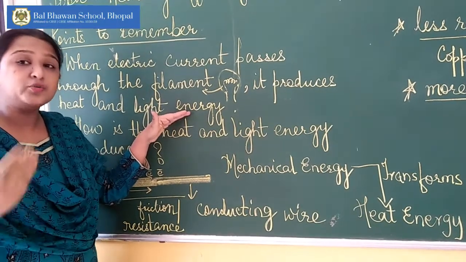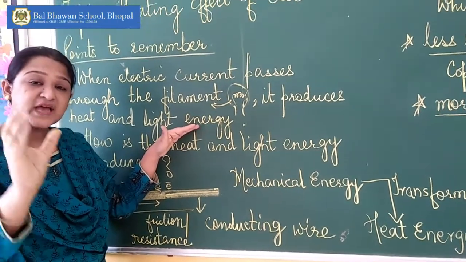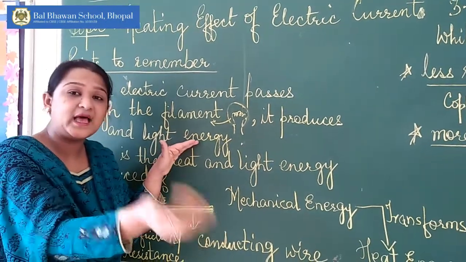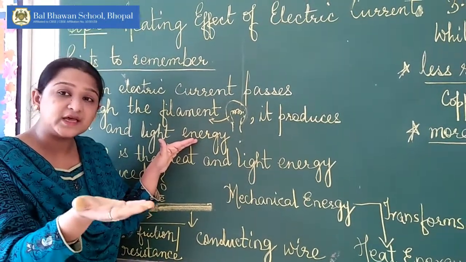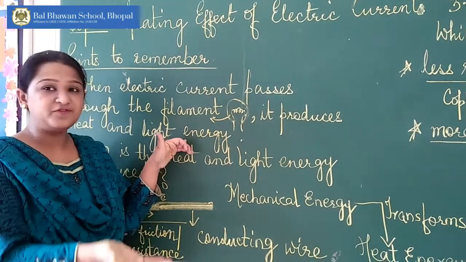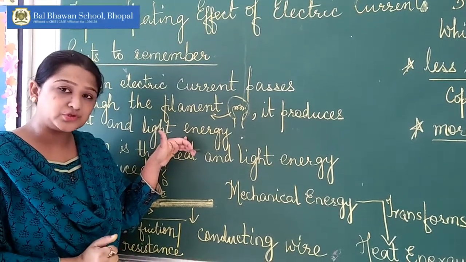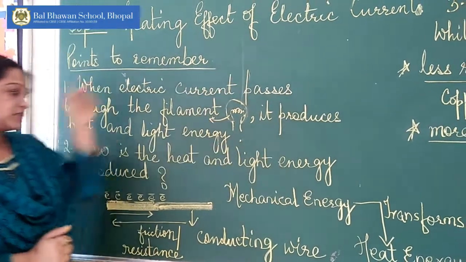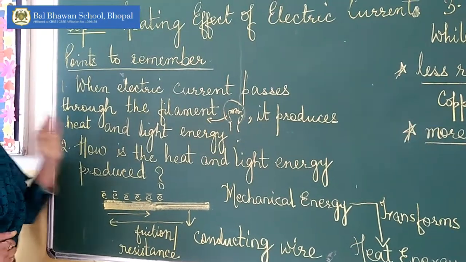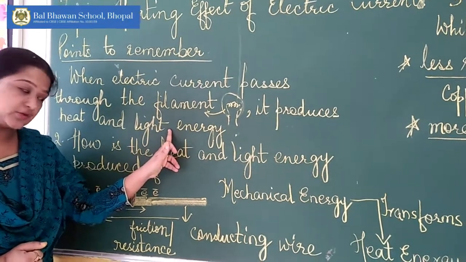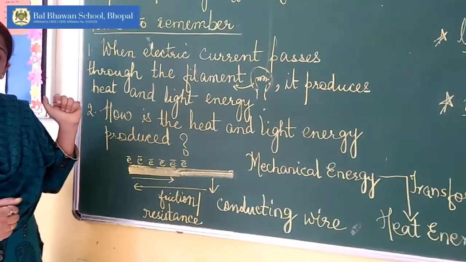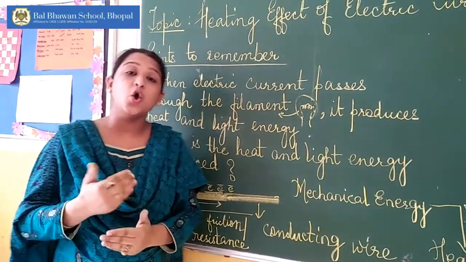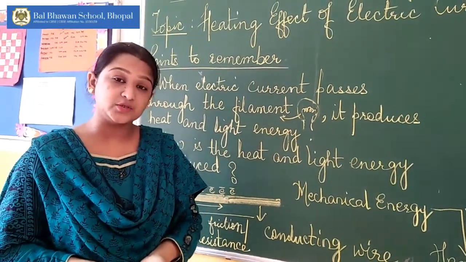You remember, or you must have seen at home, when you stand near a bulb or if you place your hand near a table lamp, what happens? You can feel the heat, and because of light you are able to see things around you. So what is the electric current doing? Electric current is producing heat energy and light energy, right? Now the question comes, how is this heat energy or light energy produced?